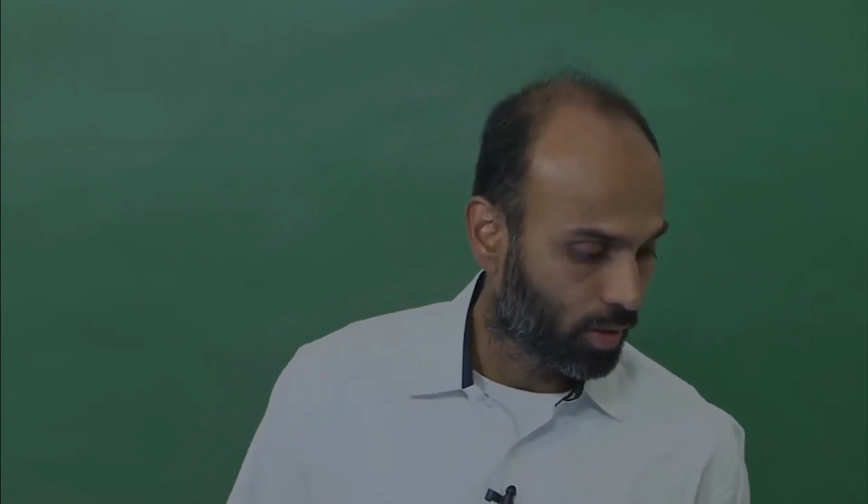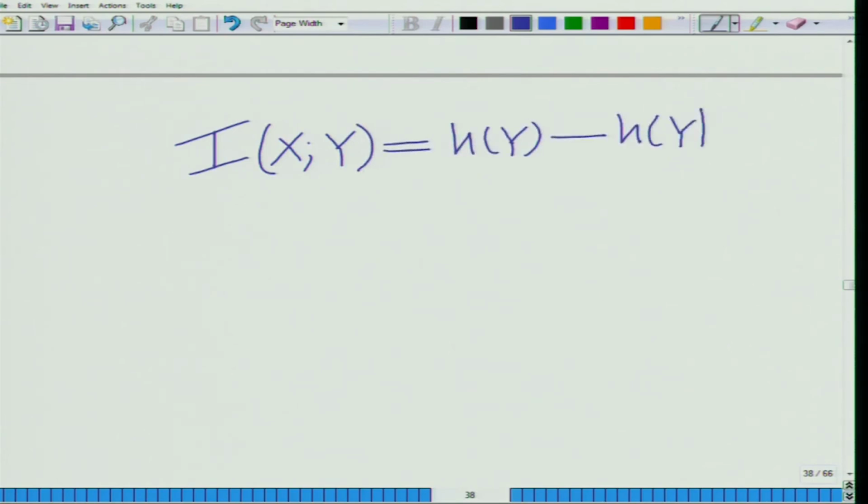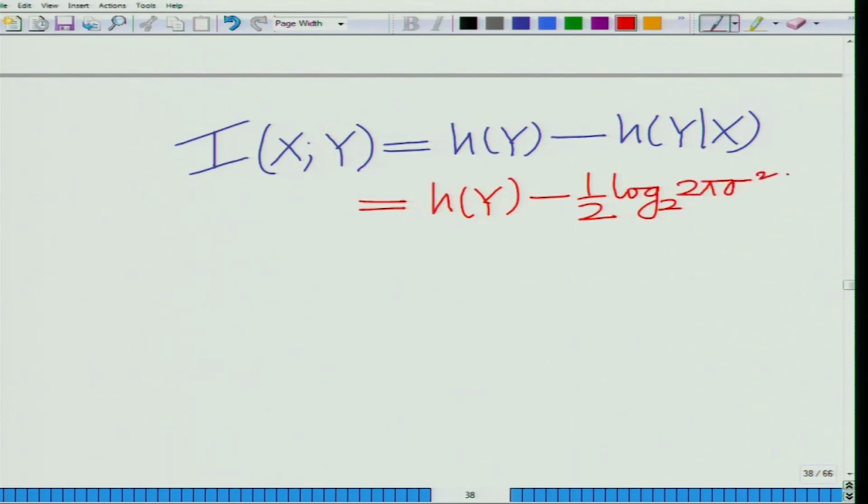Now what about h of y? Let us look at y. So the mutual information between x and y now boils down to h of y minus h of y given x, which is h of y minus half log to the base 2 of 2 pi sigma square e. Now what about this quantity h of y? Before we look at it, let us look at what y is: y equals x plus n.